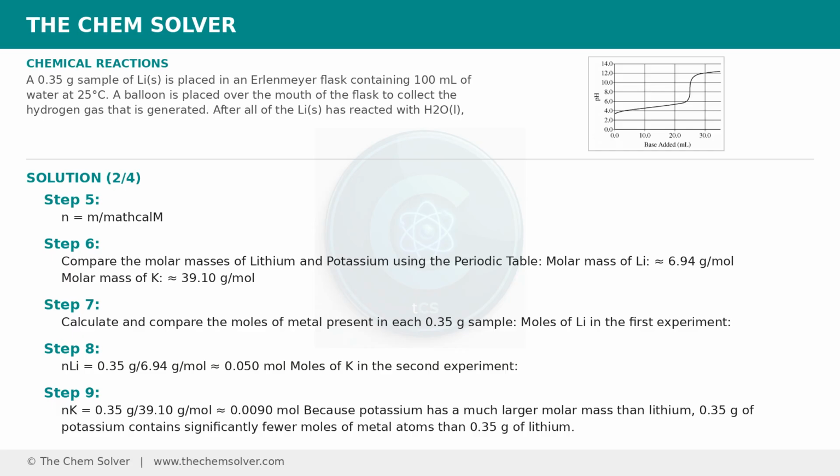Calculate and compare the moles of metal present in each 0.35 grams sample. Moles of Li in the first experiment: n(Li) equals 0.35 grams over 6.94 grams per mole, approximately 0.050 moles. Moles of K in the second experiment: n(K) equals 0.35 grams over 39.10 grams per mole, approximately 0.0090 moles, because potassium has a much larger molar mass than lithium. 0.35 grams of potassium contains significantly fewer moles of metal atoms than 0.35 grams of lithium.